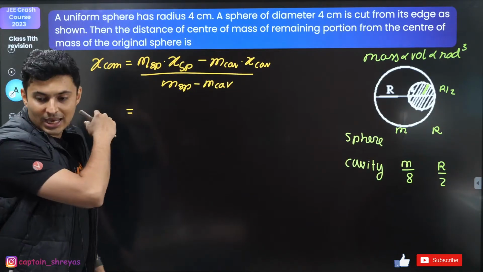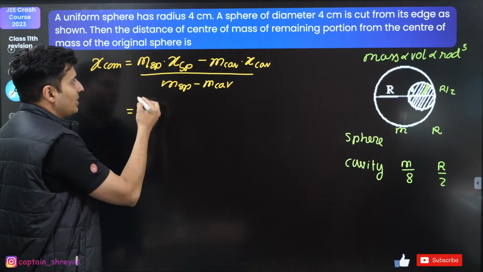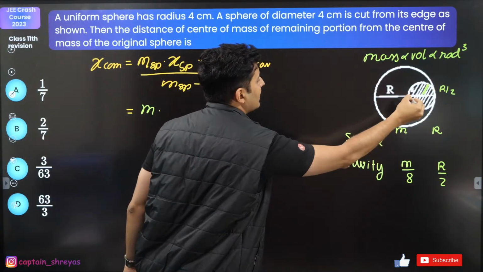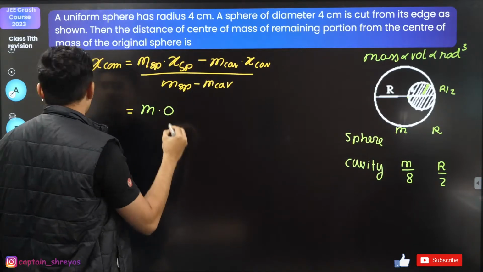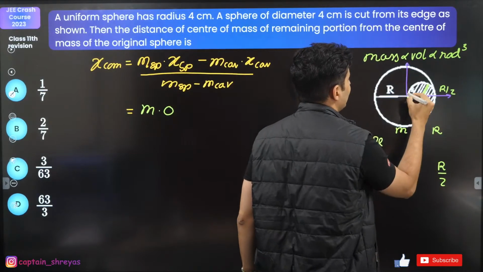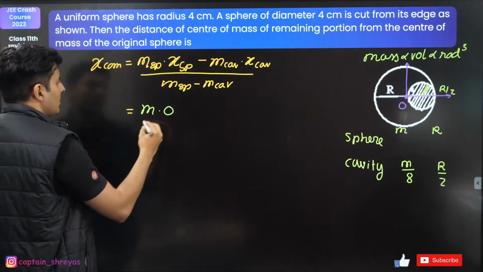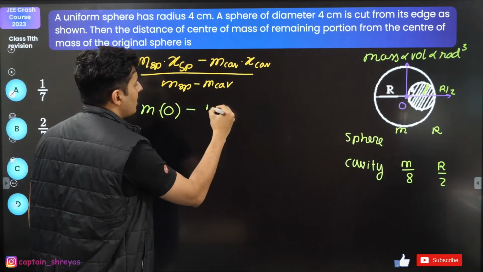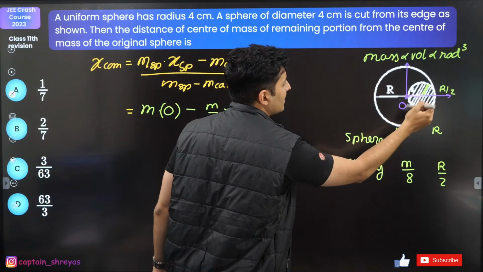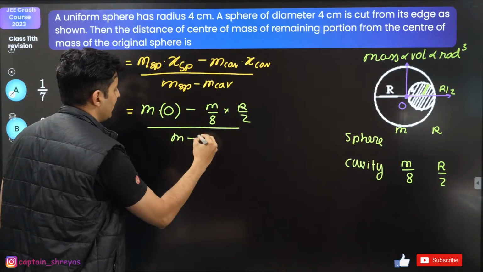Great. So if this is clear, just substitute. What is the mass of the sphere? M. Coordinate of the center of mass of the big sphere, it is at the center. So origin. So origin is 0. So remember, I'm taking this as the x-axis, this as the y-axis. This is my origin. Best to take that only as the origin. So into 0 minus mass of the cavity, m by 8, X cavity. The cavity center of mass is here, which is the radius, basically r by 2. The whole thing divided by m minus m by 8.